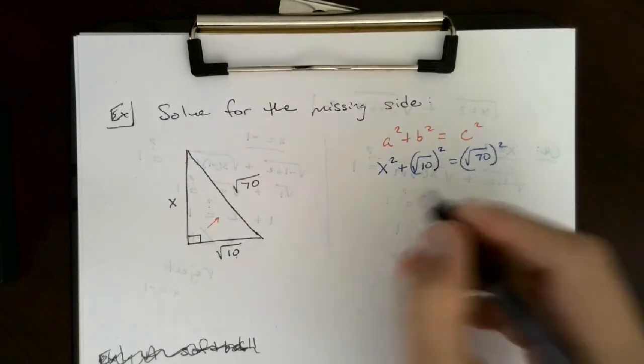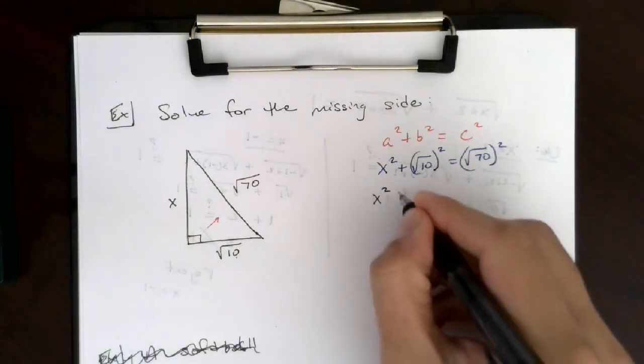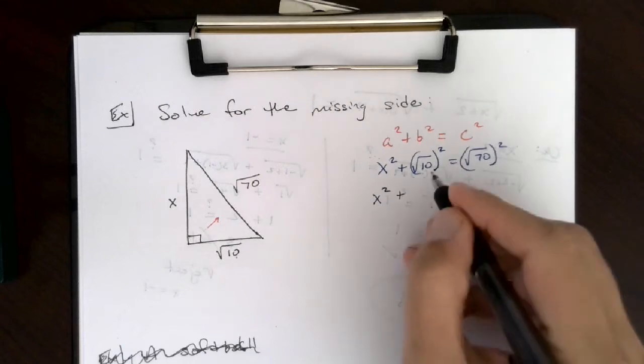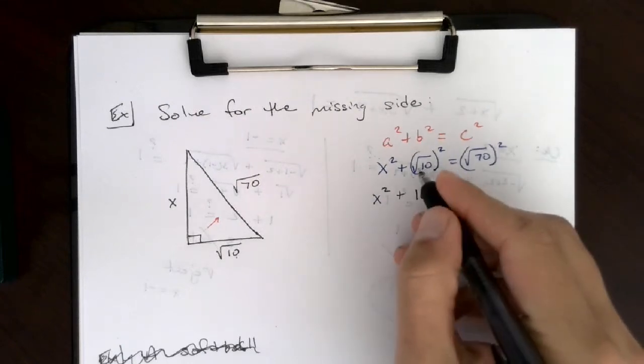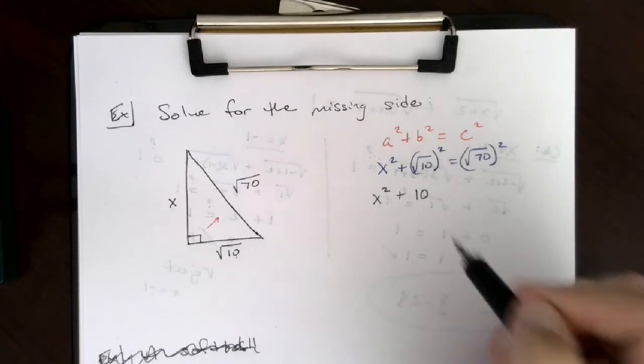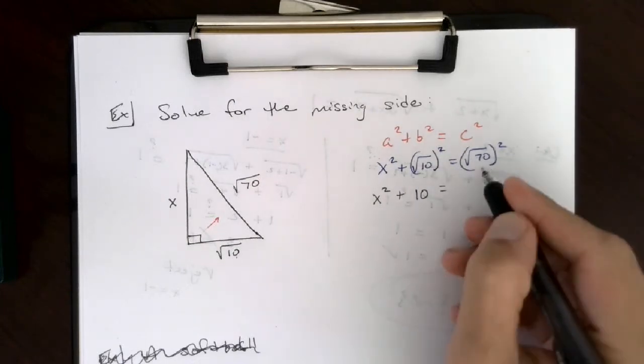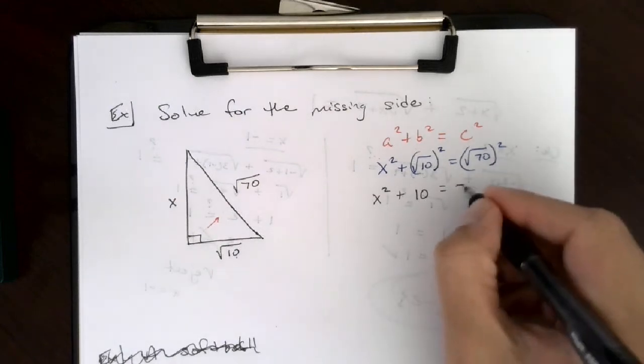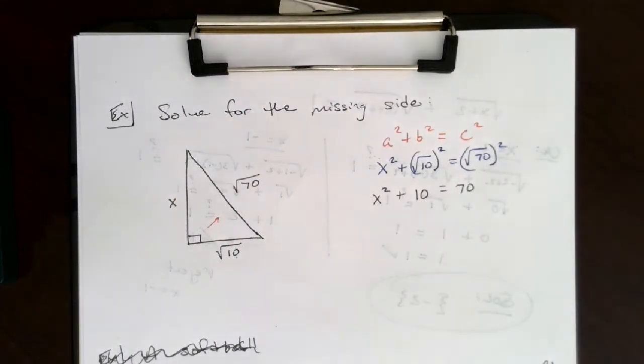Let's simplify this a little bit. So we end up with x squared plus the square root of 10 squared. Well, that's just 10, remember. If you take the square root of something, you're squaring it. Because the power and the index match, you're ending up with just the inside, right? So just 10 equals the square root of 70 squared, which is just 70. And now we're trying to solve this for x.